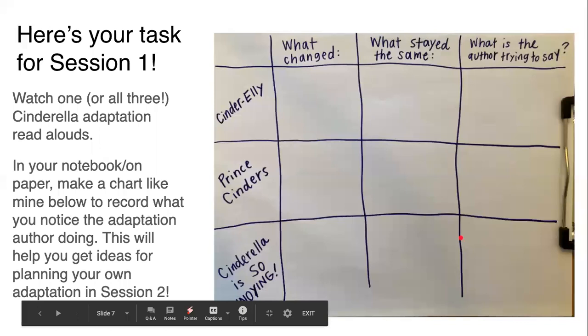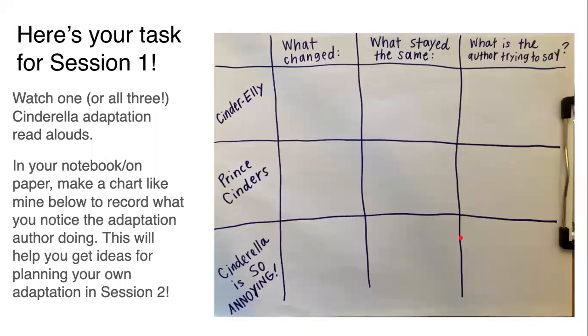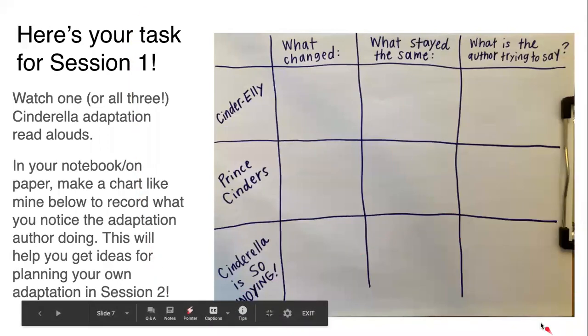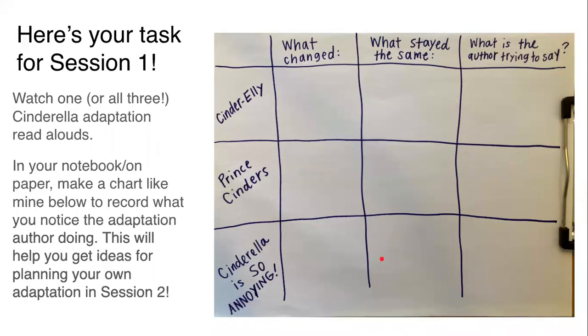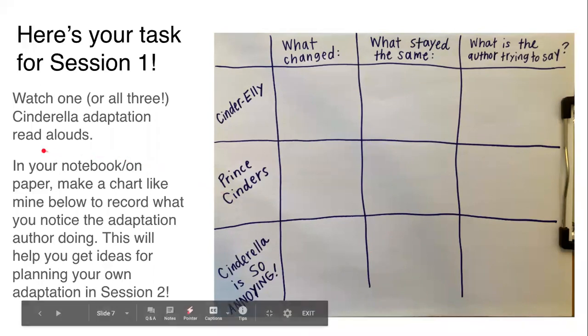Everyone, here's your task for session 1. You're going to be doing this on paper in your notebook, and you can make a chart just like mine. I would like you to watch at least one. You can watch all 3 if you'd like. I would like you to watch at least one Cinderella adaptation read aloud. Each one will be a video.